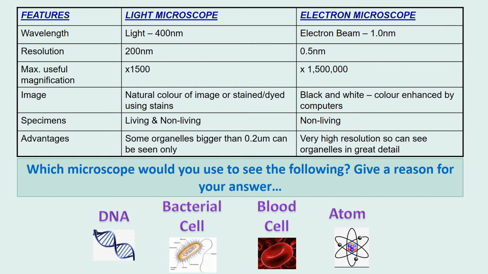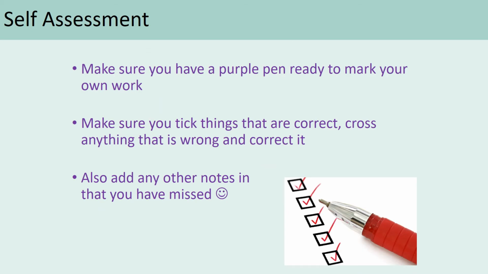So if we're looking at size-wise, the blood cell here is going to be the largest, followed by the bacteria, followed by the DNA, followed by the atom. So we just about see a decent blood cell on a light microscope. But apart from that, you'd see a bacterial cell on a light microscope. But for real detail, high resolution, then we're going to need to use that electron microscope.